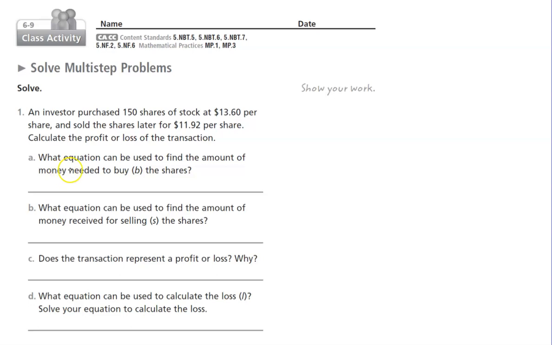So it says, A, what equation can be used to find the amount of money needed to buy the shares? To first buy the shares, you needed to have 150 of them at $13.60 each. So that's simply just 150 times $13.60, and that will tell you the amount. So we'll go ahead and solve that. I'm going to write 13.6 down because the 0 in 13.60 doesn't actually matter. And then I'm also going to multiply this times 150.